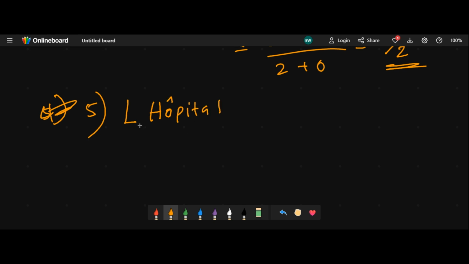So how to read this? It is a French name, so we can pronounce this as l'hôpital. There is no sound for this H, so you can pronounce it as l'hôpital. So this is a French name.